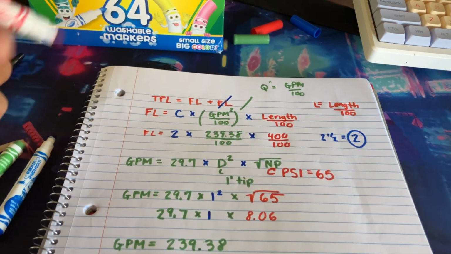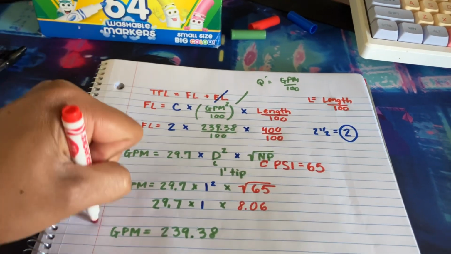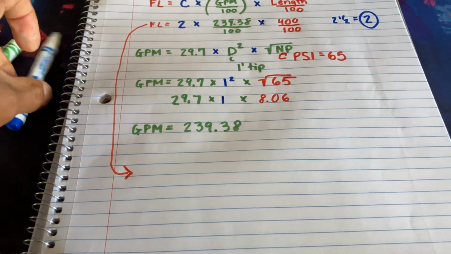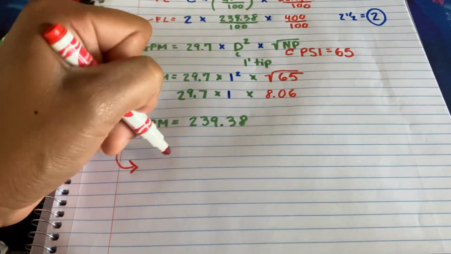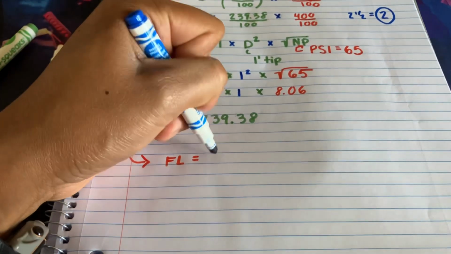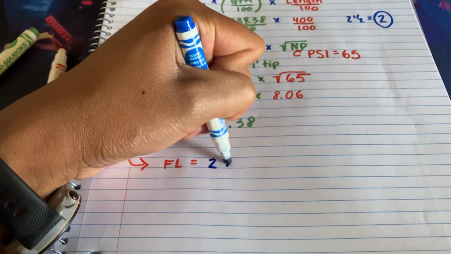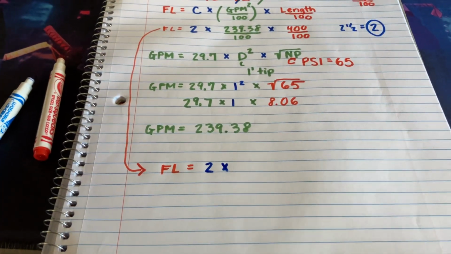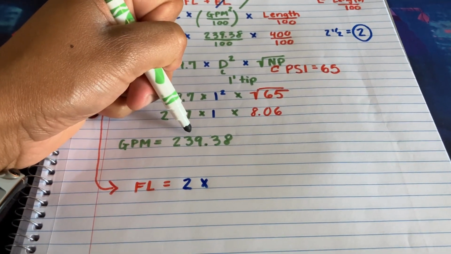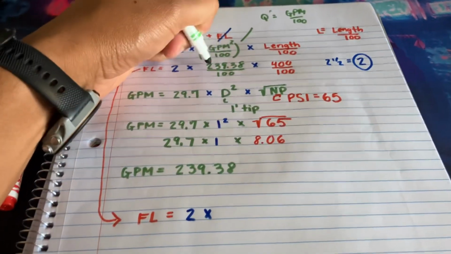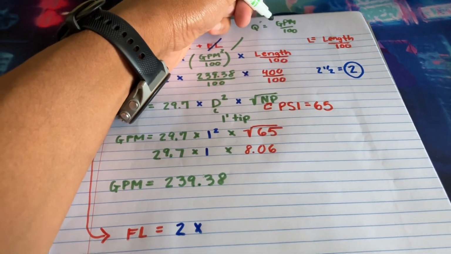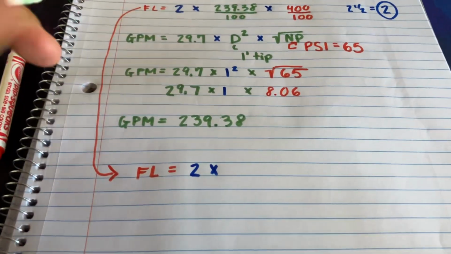So we're going to take this and we're just going to come all the way down right here, so that way we have enough space. So friction loss equals your coefficient, which is 2, times your GPM, which we figured out the GPM right here was 239.38, and we're going to divide it over 100 because that's what the formula up here is making us do to get to Q.